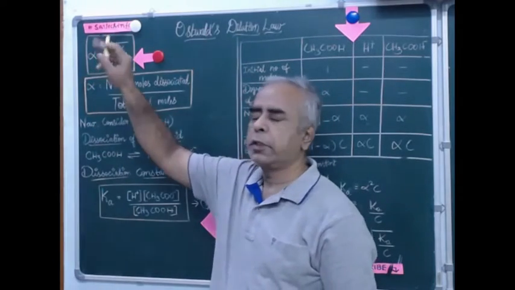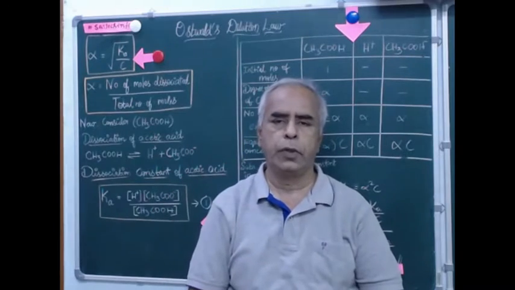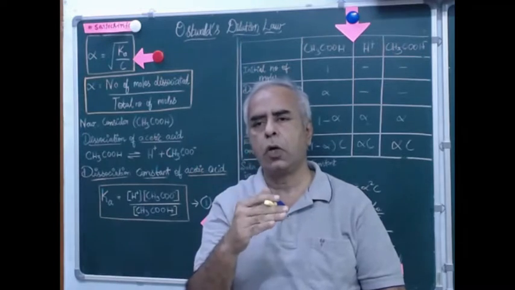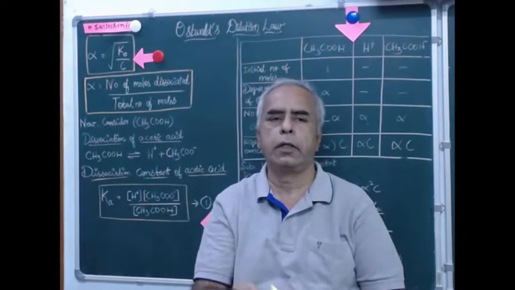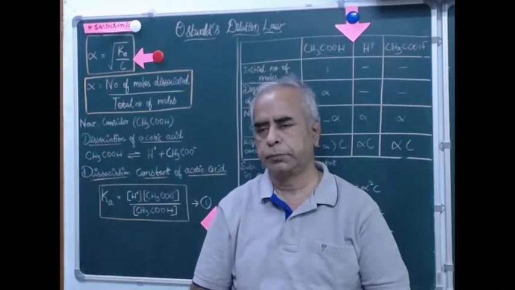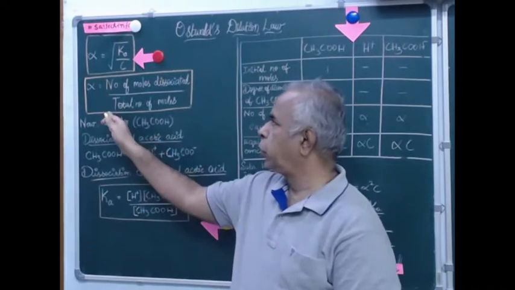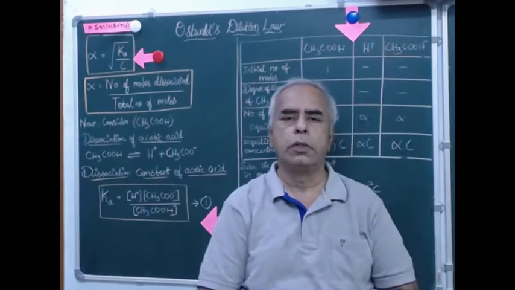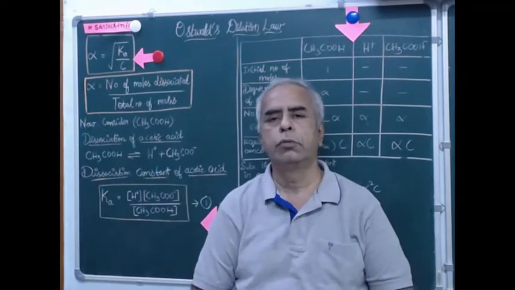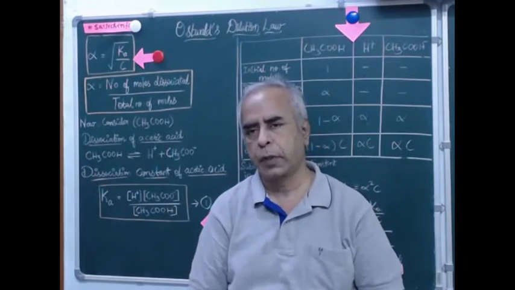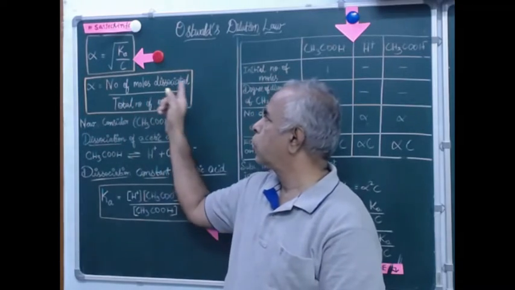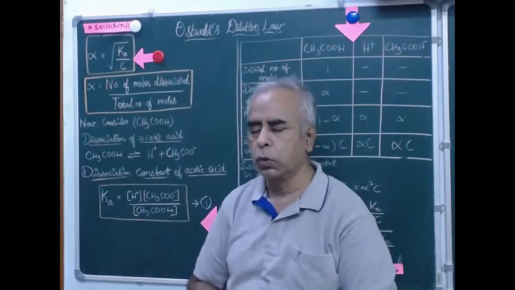First of all, let us try to understand what alpha is. It is the extent of dissociation, to what extent an acid or a base or an electrolyte gets dissociated. It can also be called the degree of dissociation. It means it is the ratio between the number of moles dissociated to the total number of moles present in the system. Therefore, alpha is the number of moles dissociated divided by the total number of moles.